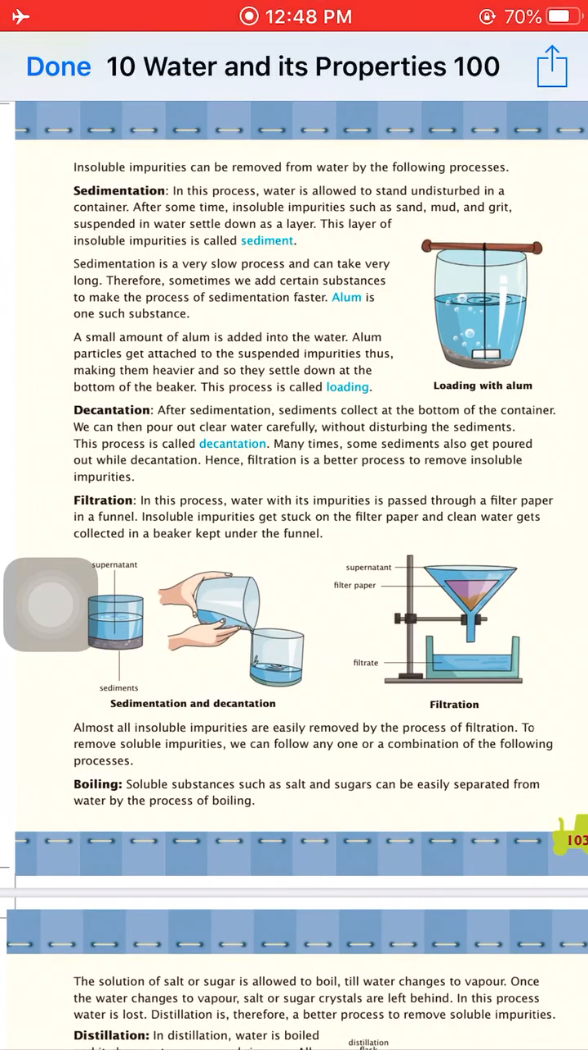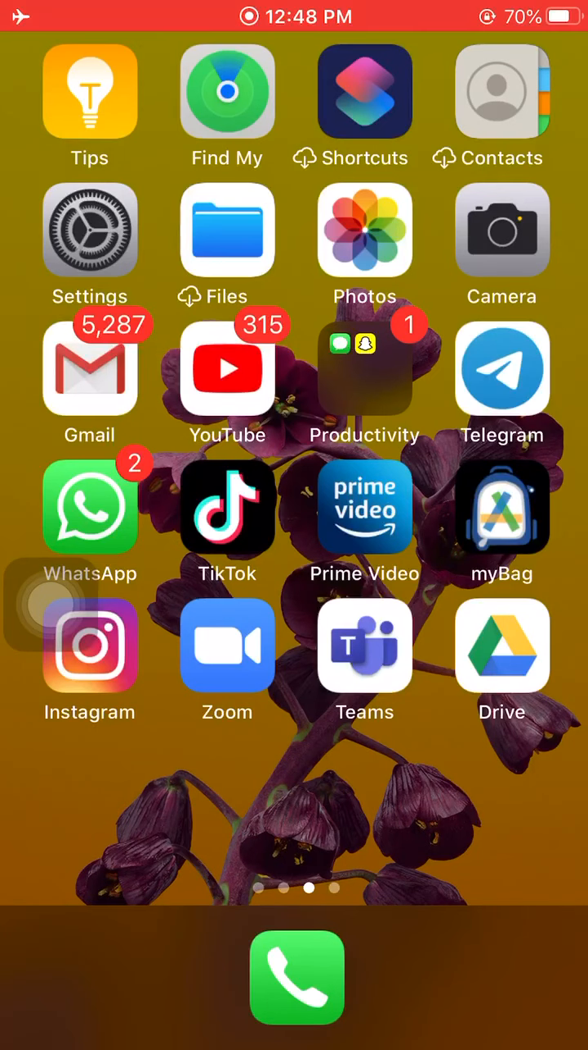So this process is also called loading. When we add alum inside the water, okay, so that the impurities settle down at the bottom of a beaker, this process is called loading.